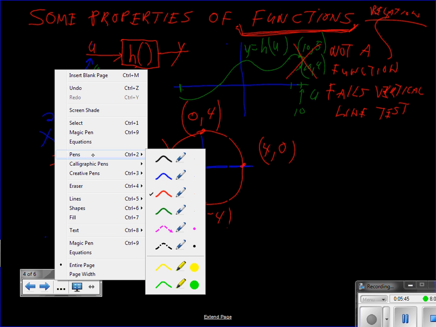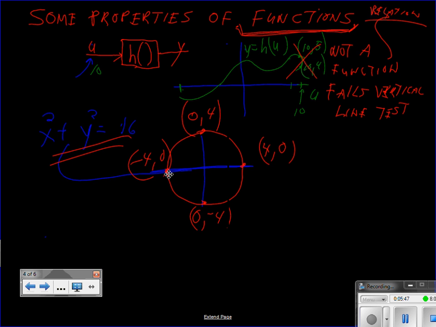I got a line, but I want it to be blue. Okay, well anyway, here's my vertical line test. You can see right here I've got 2. For this value of 3, I've got 2 values of y. It's not a function. It's a relation. The circle is a relation.